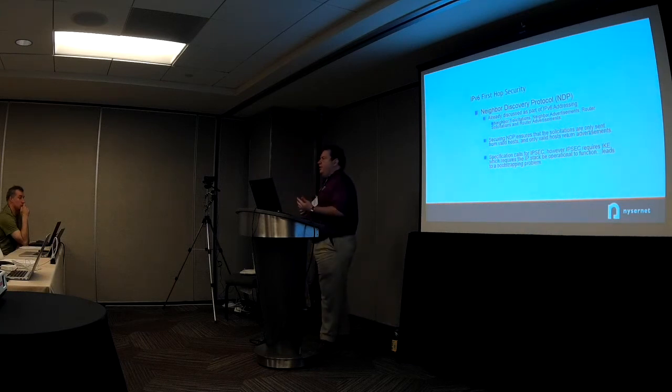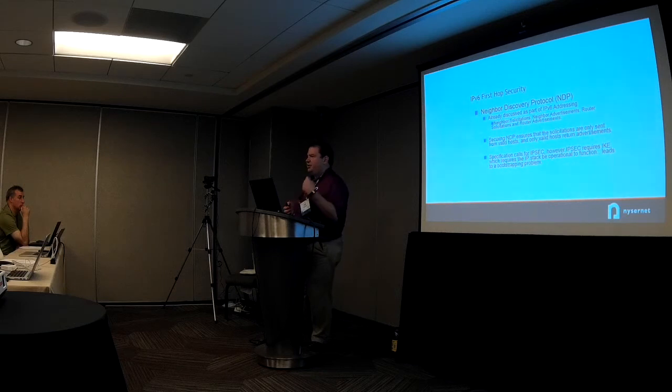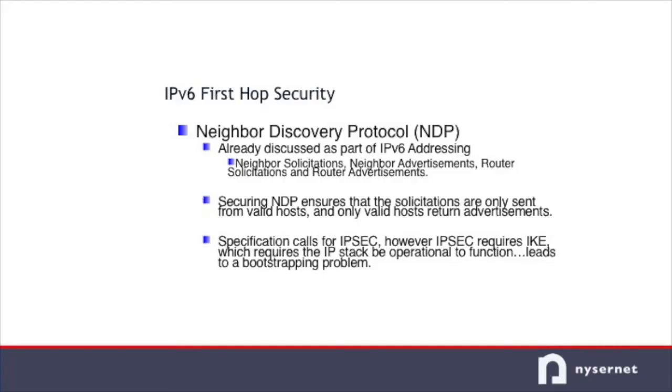So if the machine is unable to make sure that it can get on the network with a neighbor solicitation and no neighbor advertisement, it can never find its router, can never get its prefix, can never find out if it's doing DHCP or SLAAC, and it's just off the air.